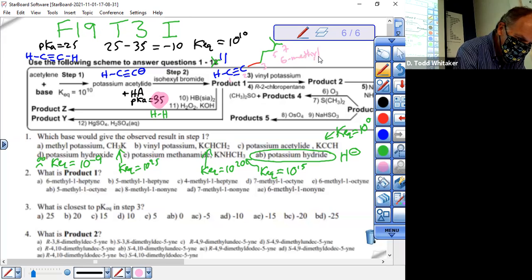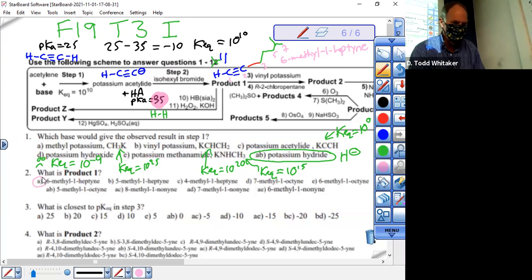6-methyl-1-heptyne. I hope that's one of the answers. Ooh, yeah, it's the first one. Okay.